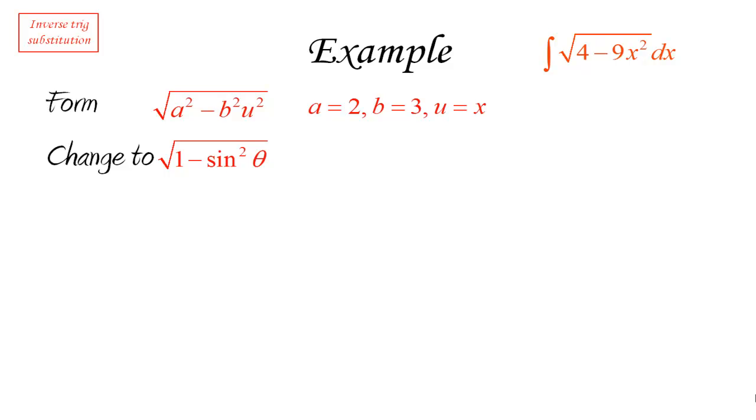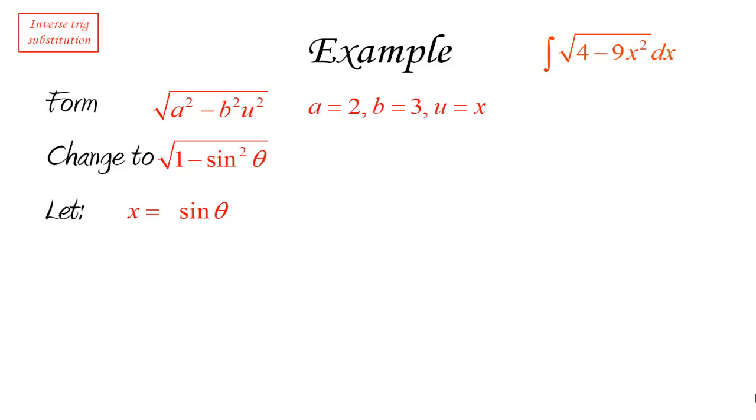Why? Because of course 1 minus sine squared is cosine squared, and so we're going to have to compute the square root of cosine squared, which is just cosine. So that's going to make our life a lot easier. Well, let's see if that can be done. So we're going to let x equal sine theta. In this way, we'll be able to change our form.